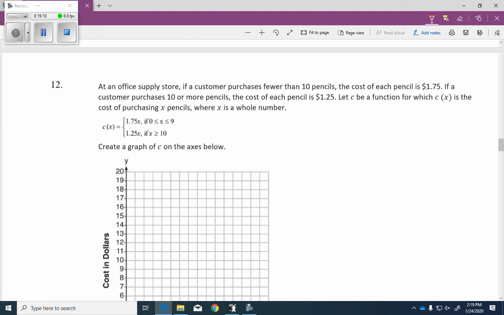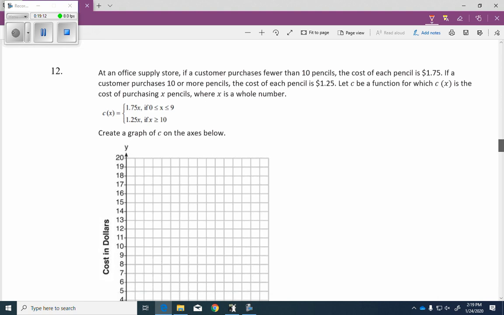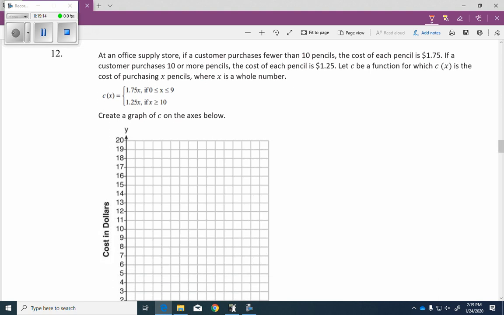Number 12 we did in class. I'll do it again. I told you in class that this really isn't a piecewise function. It actually isn't even a continuous function, like I couldn't attach the points, because we're talking about the number of pencils. So if you buy 0 to 9 pencils, you're spending $1.75 per pencil. So for one pencil, you're spending $1.75, and I had told you that you could enter this into your calculator.